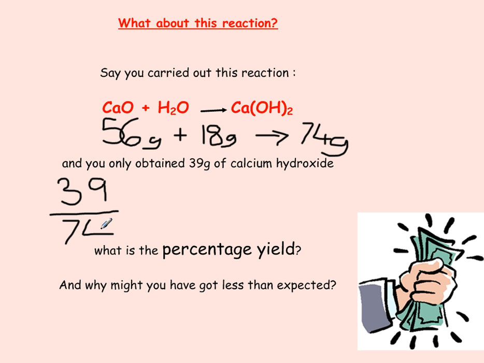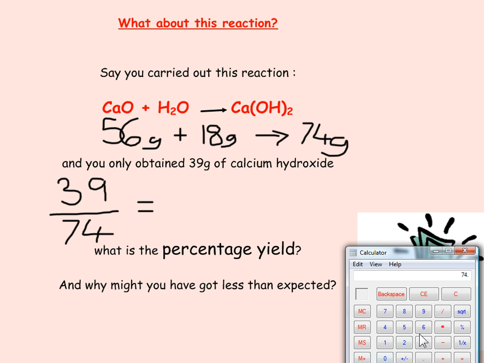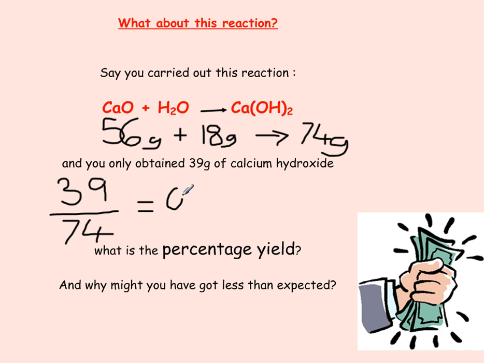Now out of is a divide sign. 39 out of 74. Now that comes to 39 divided by 74 equals 0.53, and to make it a percentage you times it by 100. So if I times this by 100, I'd end up with 53%. That is the answer. Okay, so there's the answer, 53%, because you got 39 out of a possible 74, and they might ask you that.